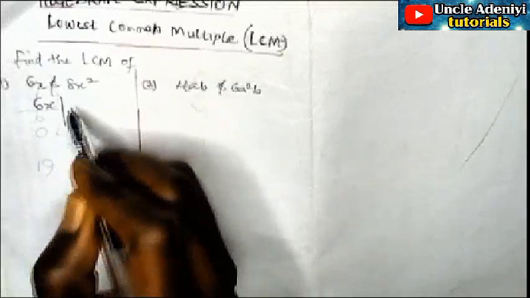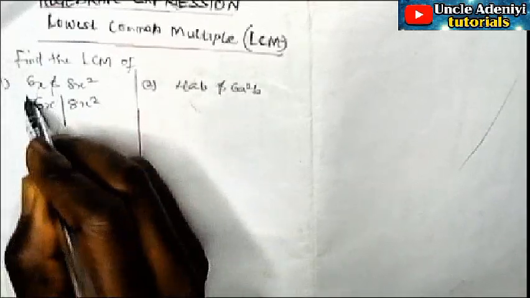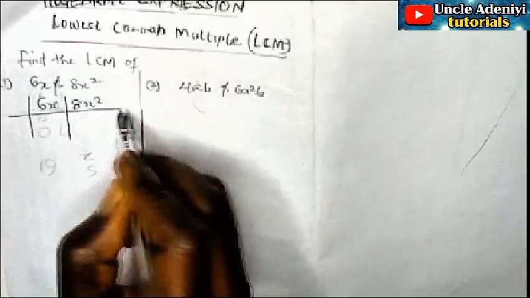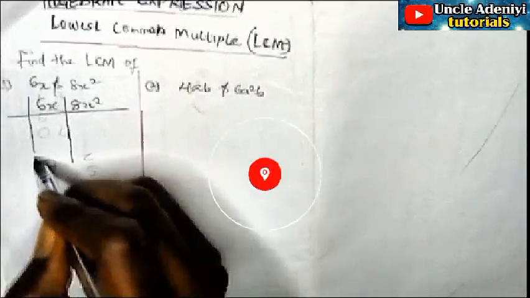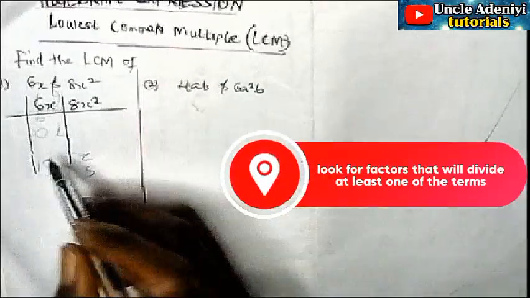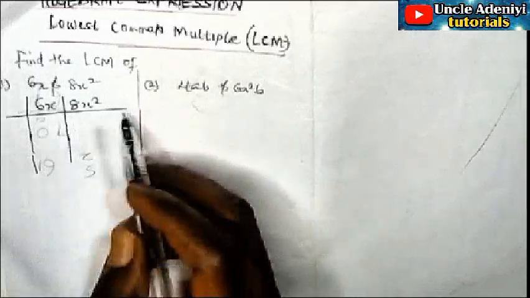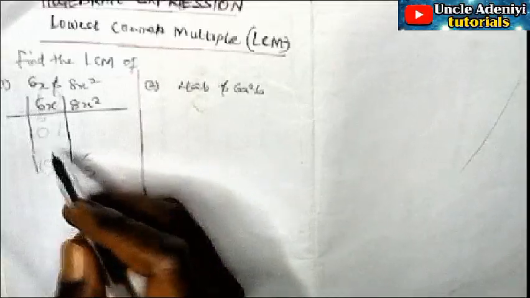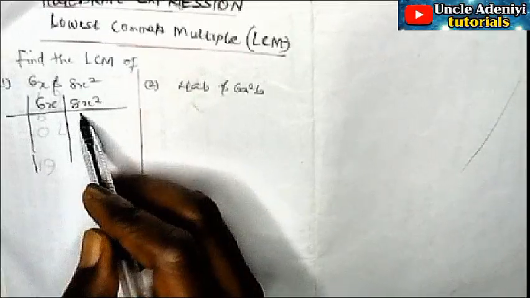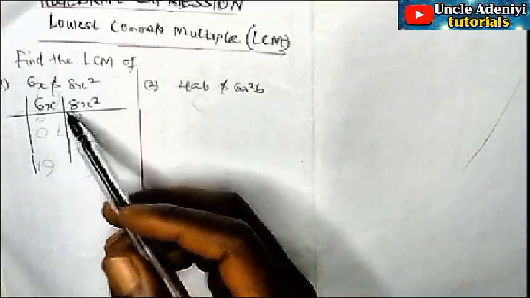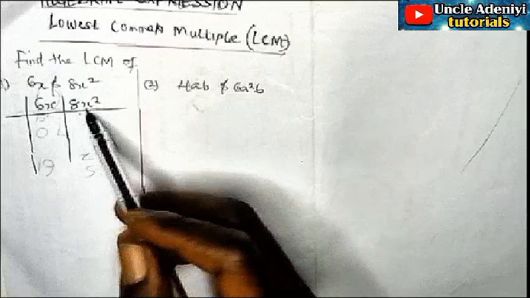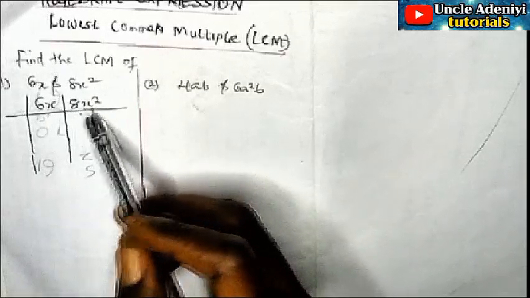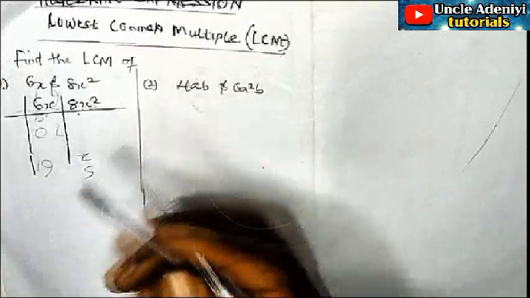Write your 6x, make a table, then write your 8x squared, make another table. Now look for numbers that will go into at least one of the algebraic expressions. Do you understand? So now let's start with 2. 2 can go into 6 and can also go into 8. Since 2 can go into both, you can use it. But if it can go into just one of the numbers or expressions, you can still use it. Do you understand? So let's start with 2.